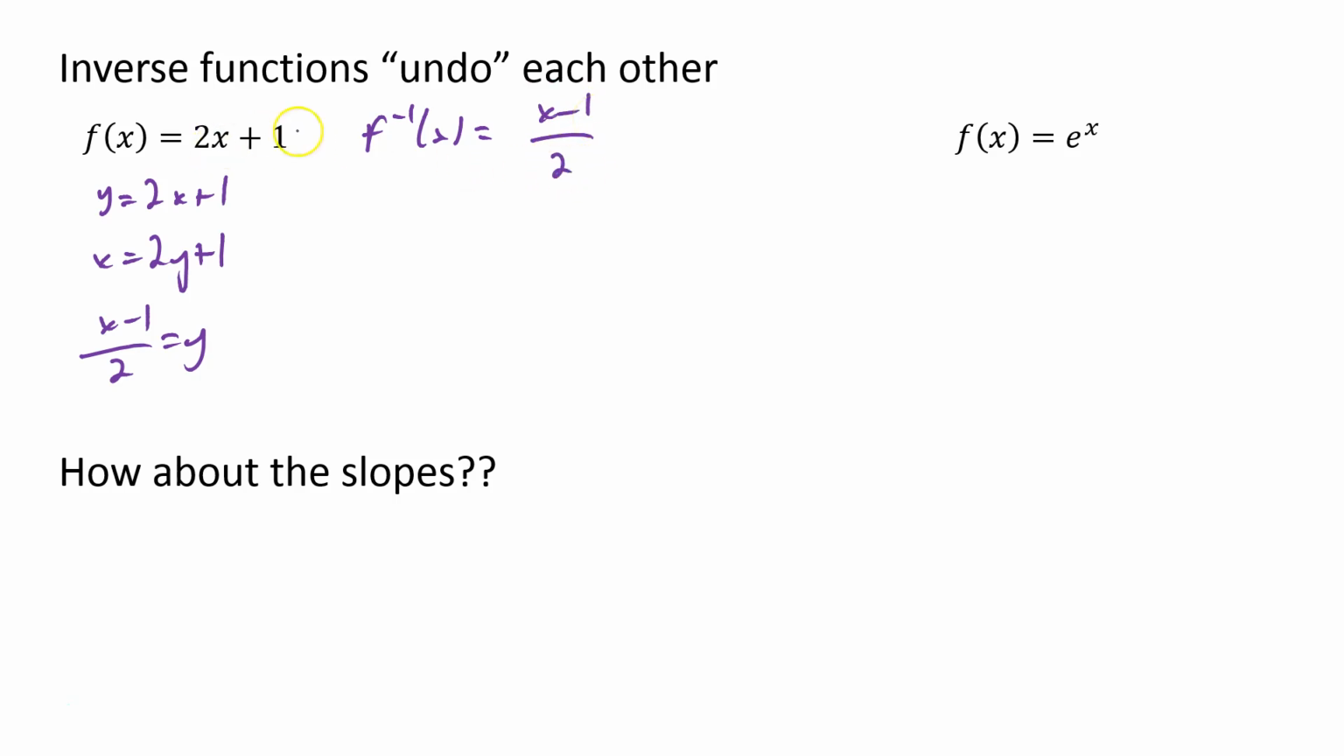Now, we should be able to do composition of these functions, and they should undo each other always. So if I do f of f inverse of x, I'm only going to go one direction here. In pre-calc, you probably had to go both directions.